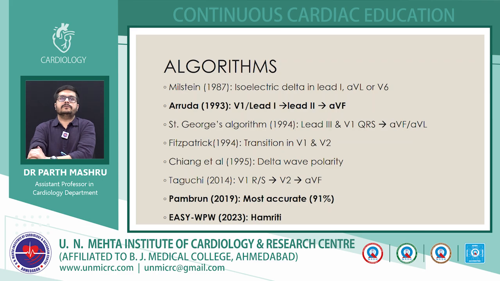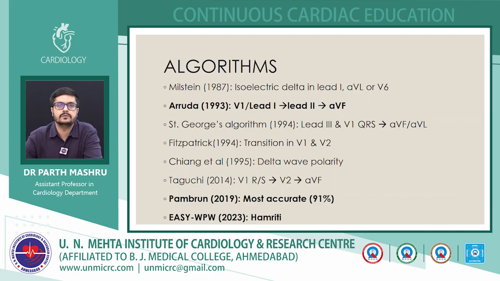So these are the algorithms right from 1987. There are so many algorithms which are available, but all the algorithms follow the basic logic that I explained earlier: if a delta wave is negative in a particular lead, that means the accessory pathway is located at that area from which the delta wave is going opposite to that lead. So for example, if lead 1 is negative, and lead 1 is the most left lateral lead, that means the pathway is towards the most left lateral area.